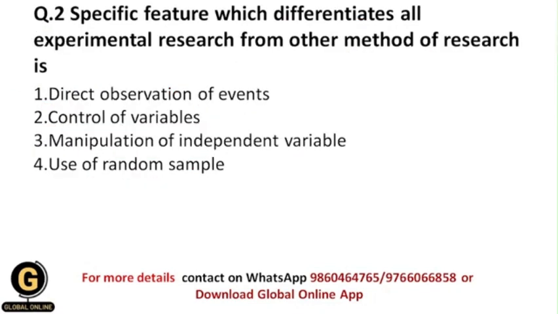Next is: the specific feature which differentiates experimental research from all other methods of research is. So what is the difference between experimental research and all other research methods? Basically, what is the special feature of experimental research because of which we differentiate it from the other research methods? So whether it is direct observation of events, or control of variables, or manipulation of independent variable, or use of random sample. I have already told you in question 1 what experimental research is, but again I am going to discuss some salient features of it.